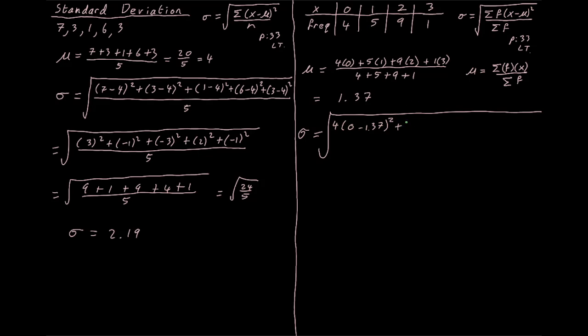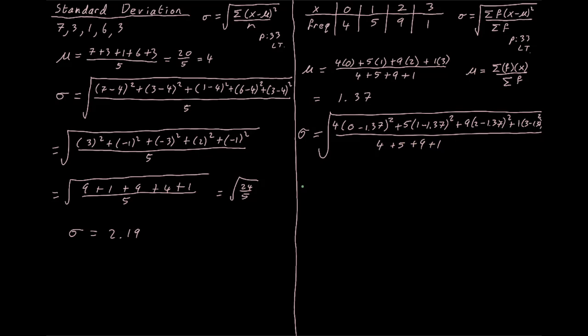We got 5 ones, so 5, and then we get the difference between 1 and our mean, and square that. We got 9 twos, difference between our mean, and square that. We got 1 three, difference between our mean, and square that. A little bit untidy at the end, but we can figure it out. And then we add up all of our frequencies to get our total number: 4 plus 5 plus 9 plus 1.